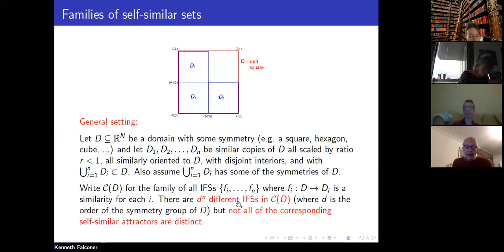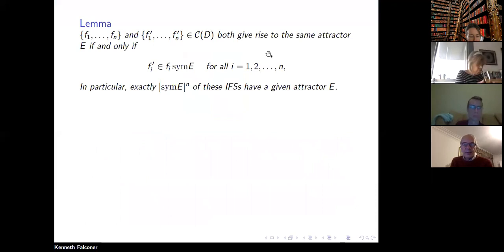And these D to the n iterated function systems may give different attractors, but not all combinations will give different attractors. Very often there are different combinations of similarity transformations that yield the same attractor. And so that's where this analysis starts to become interesting. So let's start with a simple lemma.